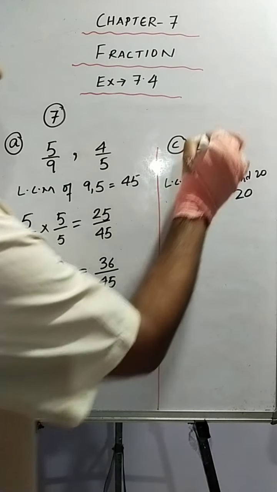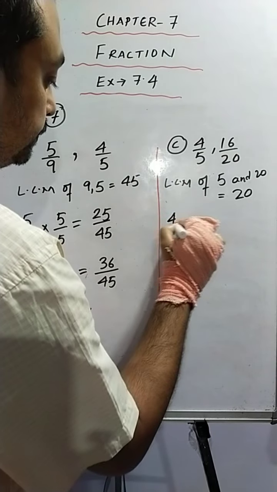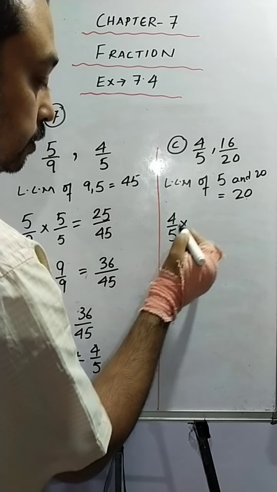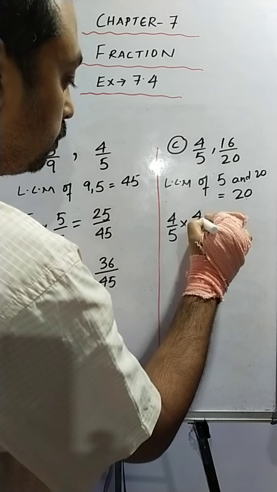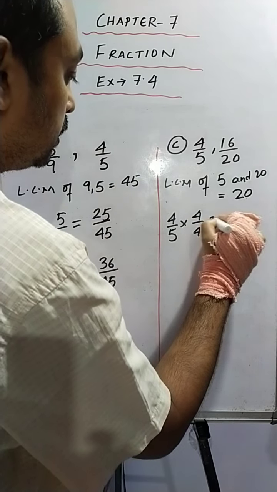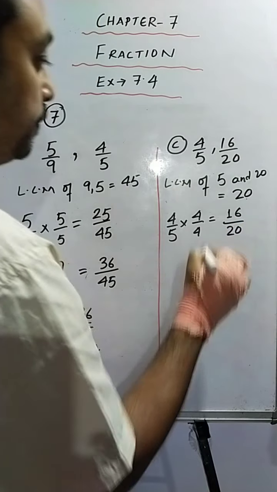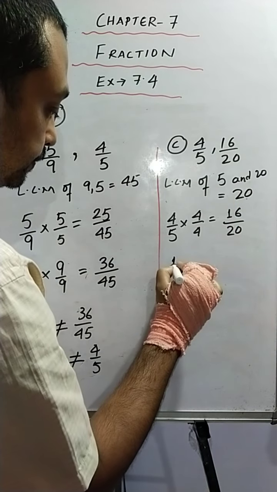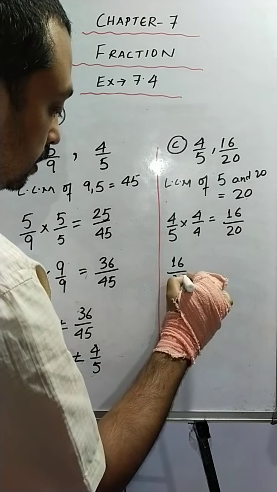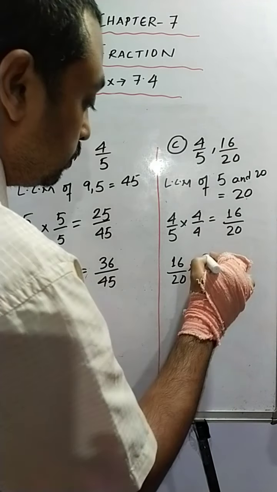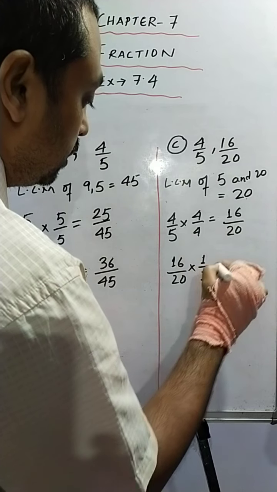Okay, now we'll write the first fraction. Now divide this LCM by the denominator. So you will get the answer as 4. So multiply 4 with both the numerator and the denominator. You get the answer as what? 16 by 20. Now take the second fraction. Do the same thing. Divide 20 by 20. What is the answer? 1. So multiply 1 with both the numerator and the denominator.